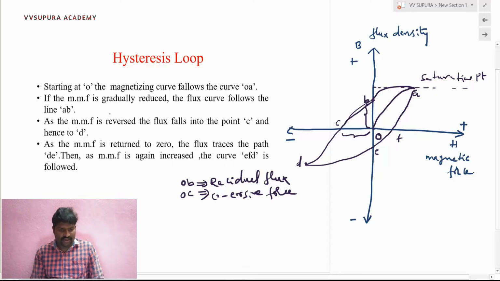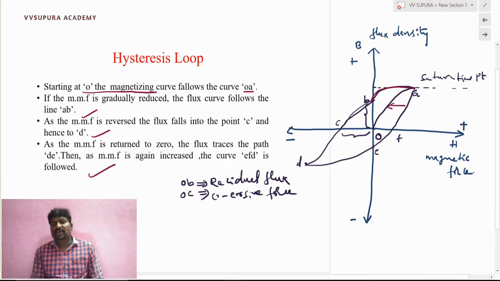Okay, let's discuss. I have written here: starting at O, the magnetizing curve follows the curve OA. If the MMF is gradually reduced, the flux curve follows the line AB. That means if I reduce in this direction, the curve follows AB. As the MMF is reversed, the flux falls to point C and hence to D. And as the MMF is returned to 0, the flux traces the path DE, then when the MMF is again increased, the curve EFD is followed. So this is called the hysteresis loop.